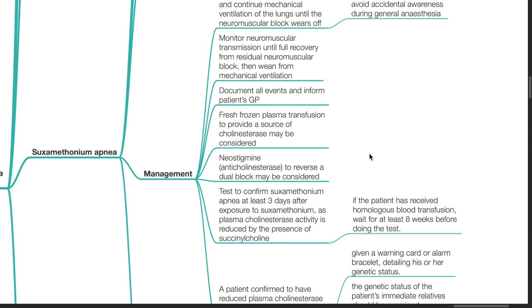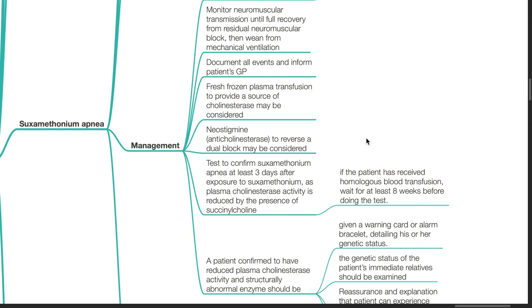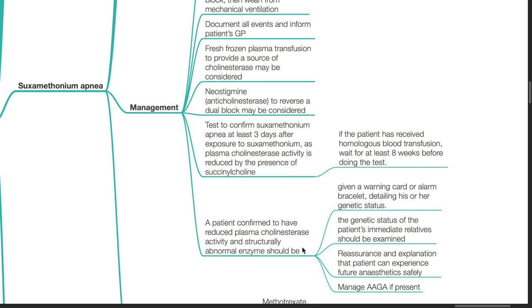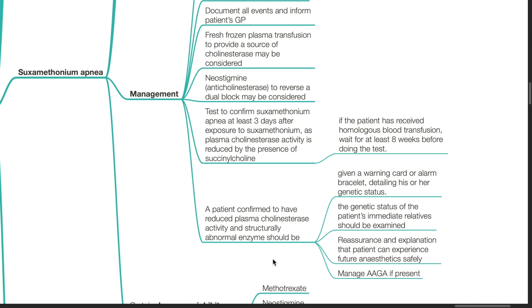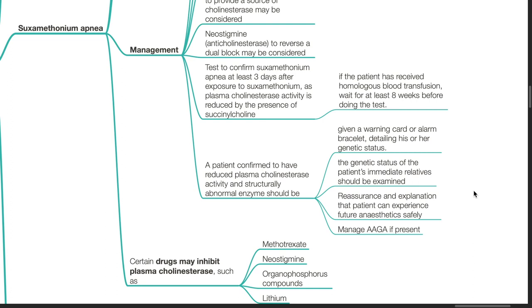Test to confirm succinylcholine apnea at least 3 days after exposure to succinylcholine, as plasma cholinesterase activity is reduced by the presence of succinylcholine. If the patient has received homologous blood transfusion, wait for at least 8 weeks before doing the test. A patient confirmed to have reduced plasma cholinesterase activity and structurally abnormal enzyme should be given a warning card or alarm bracelet detailing his or her genetic status. The genetic status of the patient's immediate relatives should be examined.